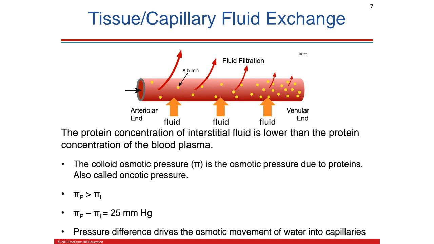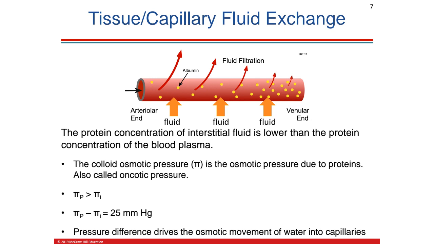Again, the protein concentration of the interstitial fluid is lower than the protein concentration of blood plasma. The colloid osmotic pressure, or pi, is the osmotic pressure due to proteins. This is also called oncotic pressure. So we have the overall osmotic pressure of a fluid, but we can separate out just the component of that osmotic pressure that's due to the presence of proteins, and that's called the colloid osmotic pressure or oncotic pressure.